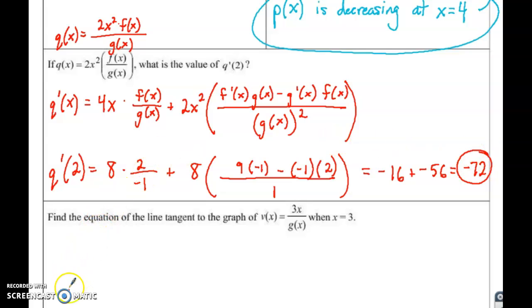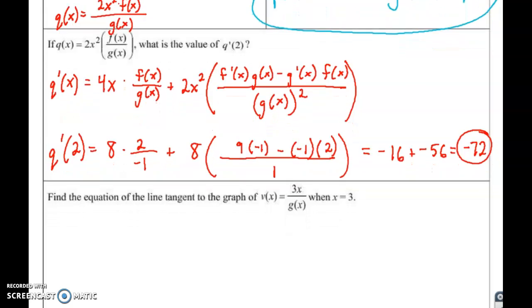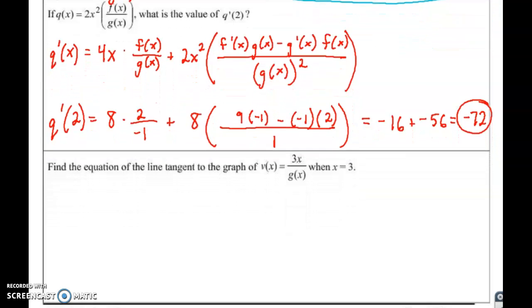Again, feel the need to pause and really understand. Try it on your own. See if you get the same answer. All right. Now notice this last one before you're ready. It's a tangent line problem. Remember, you need a point and a slope. Well, they give you the x-coordinate of the point. How do you find the y-coordinate? Plug it into that problem.